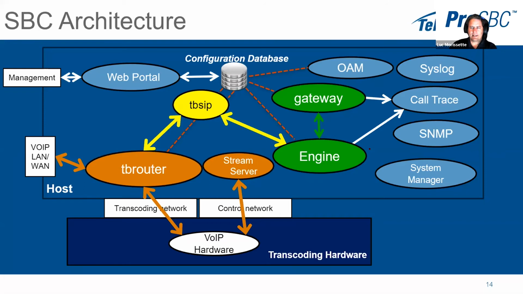Internally in the system, we run a lot of applications. We have talked about many of them already, like TB router. We talked about gateway, which has the routing scripts inside, and TB SIP, which does the SIP stack analysis. Then we have engine, which manages the stream server and also some configuration of devices. So these ones we saw already.